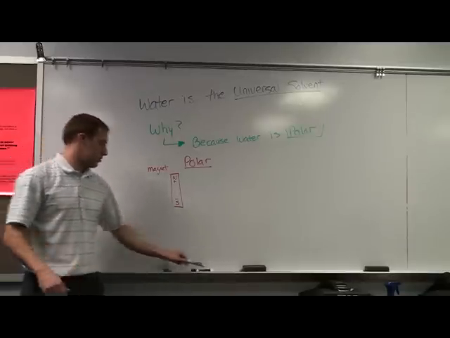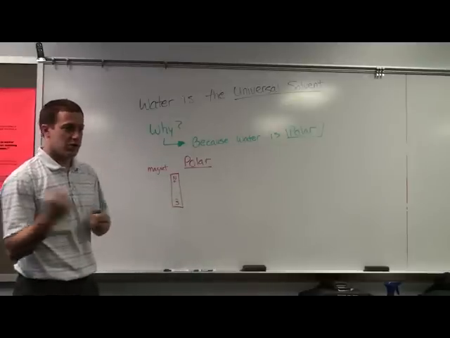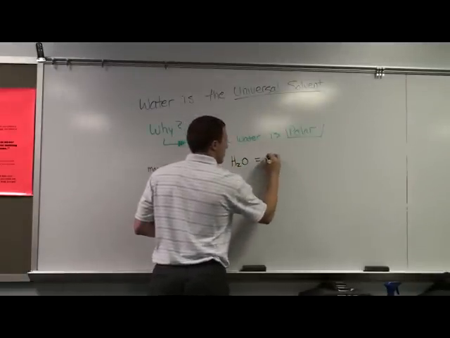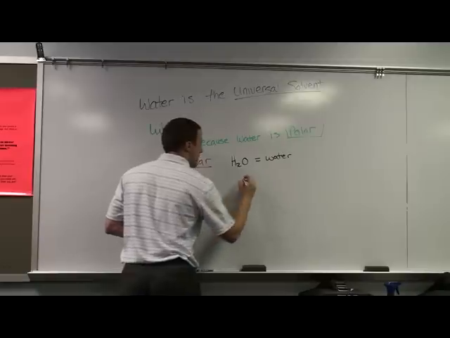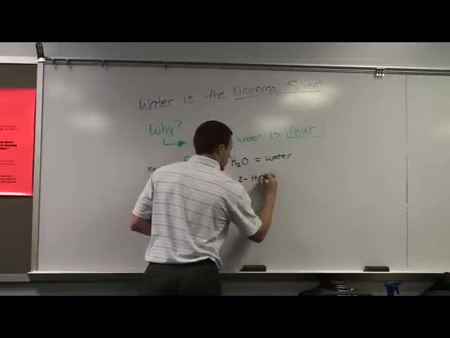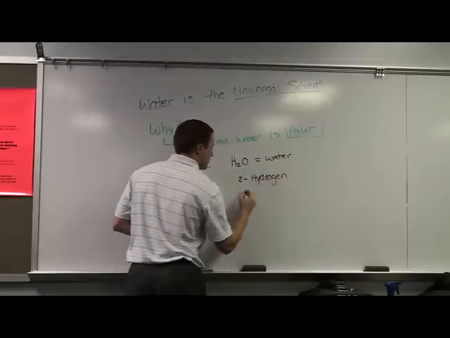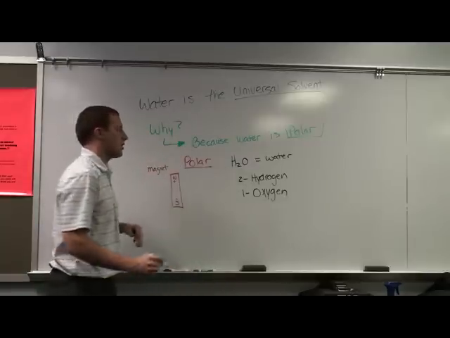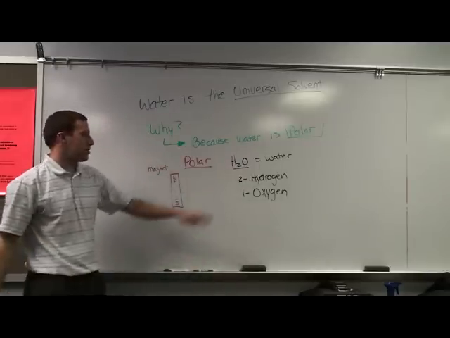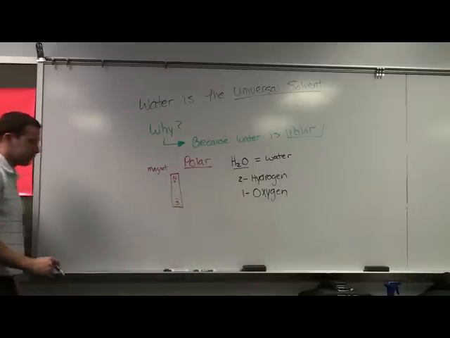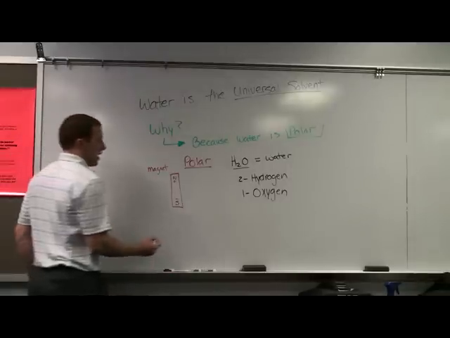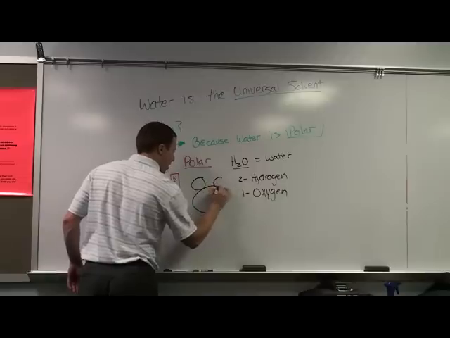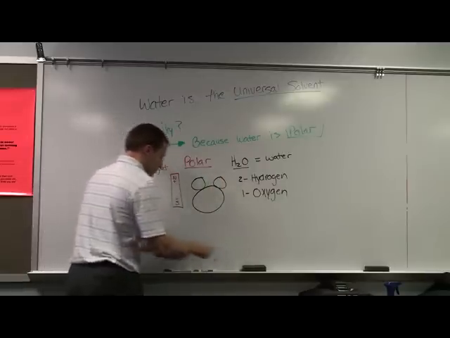So what is water? How do we describe it? H2O, right? H2O equals water, which means it has how many hydrogens? 2. Good. 2 hydrogens and how many oxygens? 1 oxygen. So H2O is the chemical formula for water, which means it has 2 hydrogens and 1 oxygen. And what it looks like is like a Mickey Mouse. Okay, a big face and 2 ears.